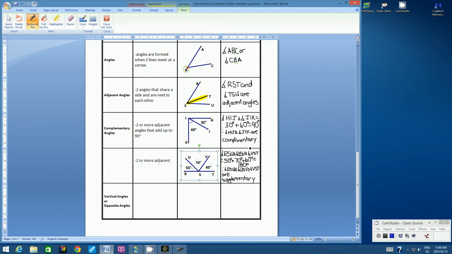Okay? They are not called straight angles. Remember, a straight angle is one angle that measures exactly 180 degrees. So a lot of students get confused between straight angles and supplementary angles. They are two completely different things.